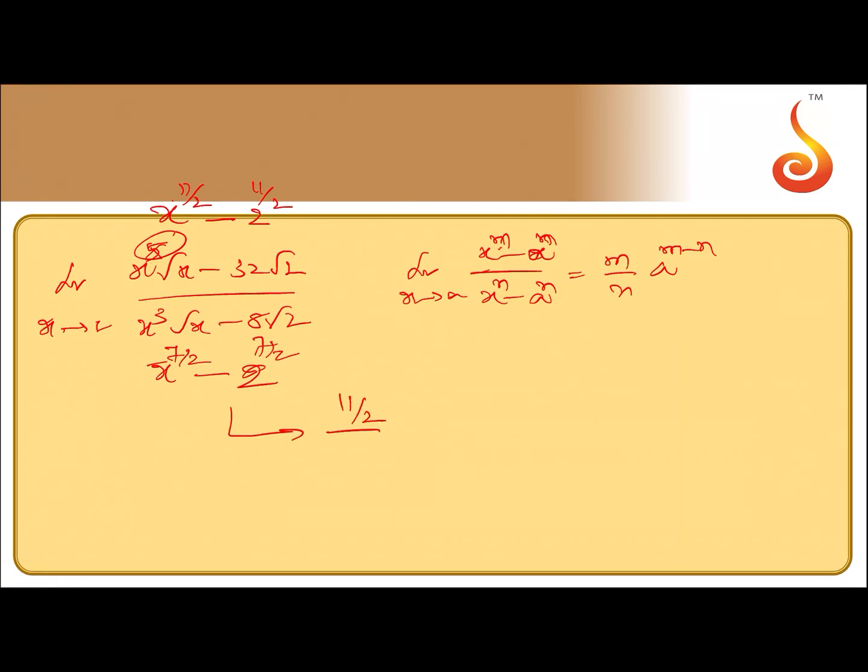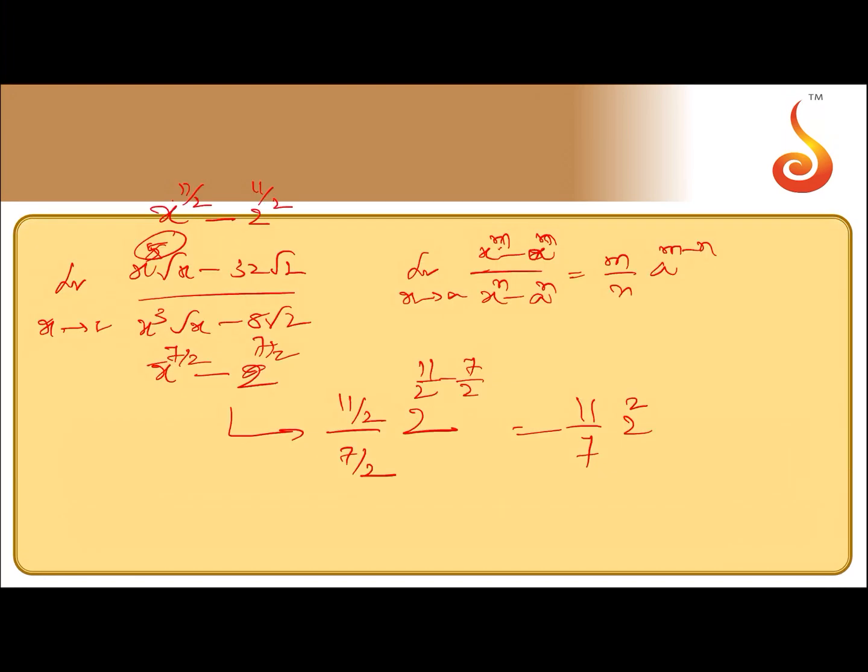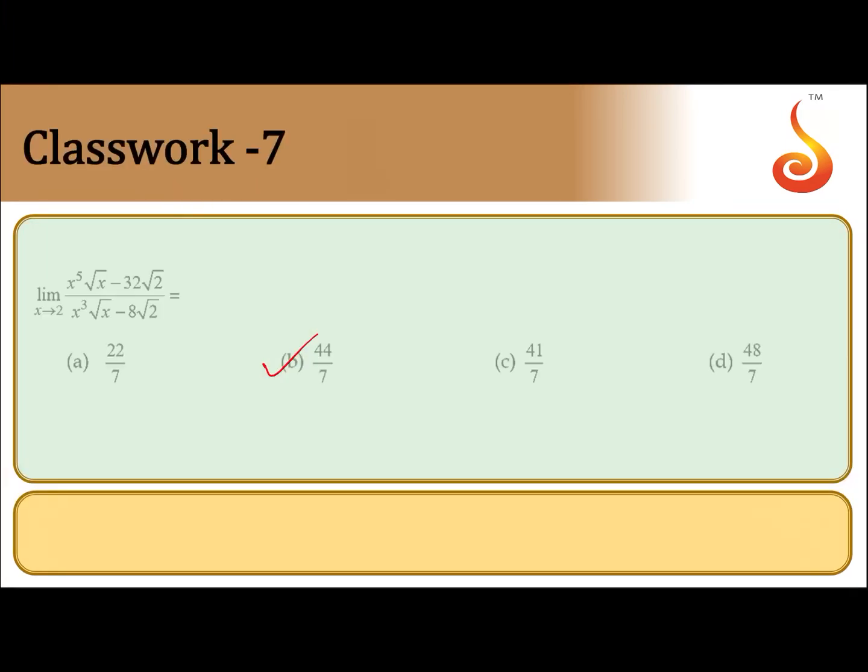So 11/2 divided by 7/2 multiplied by 2 to the power of 11/2 minus 7/2. That is equal to 11/7 times 2^(4/2), which is 2 squared. That is 44/7, the answer. So therefore 44/7. Let's proceed to the next one.